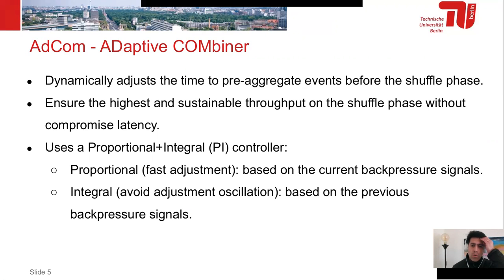And we use a proportional integral controller for this, which I would like to explain in 3 basic steps. We need a controller to decide if we aggregate more or fewer tuples before the shuffle phase. On ADCOM, actually, we need the proportional controller to decide how fast we adjust the pre-aggregation. For example, if we are pre-aggregating every 1 second, we might decide to aggregate every 2 seconds or 3 seconds based on the back pressure signals. And this way, we can achieve a fast adjustment.